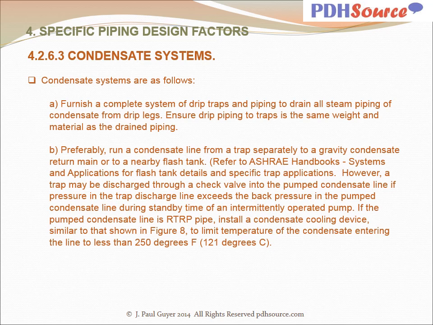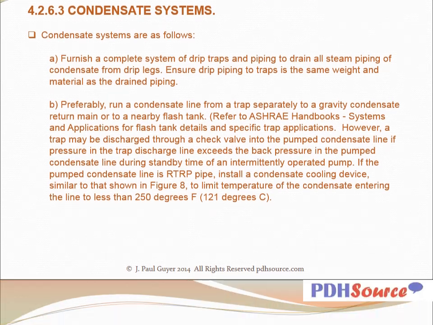However, a trap may be discharged through a check valve into the pumped condensate line if pressure in the trap discharge line exceeds the back pressure in the pumped condensate line during standby time of an intermittently operated pump. If the pumped condensate line is RTRP pipe, install a condensate cooling device similar to that shown in Figure 8 to limit the temperature of the condensate entering the line to less than 250 degrees Fahrenheit.